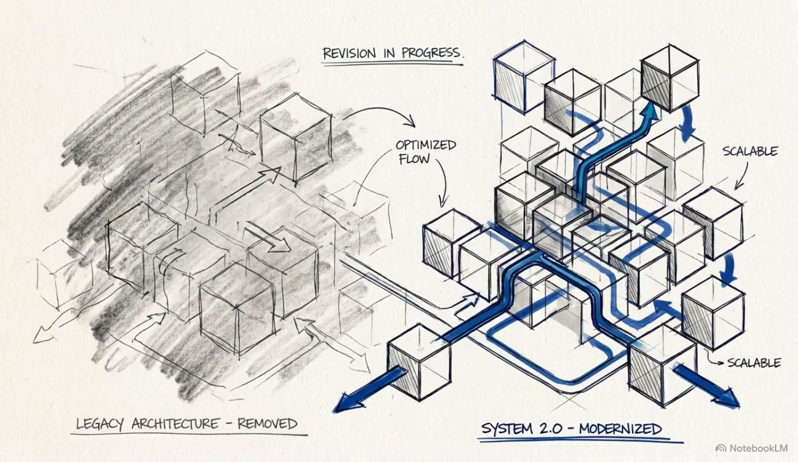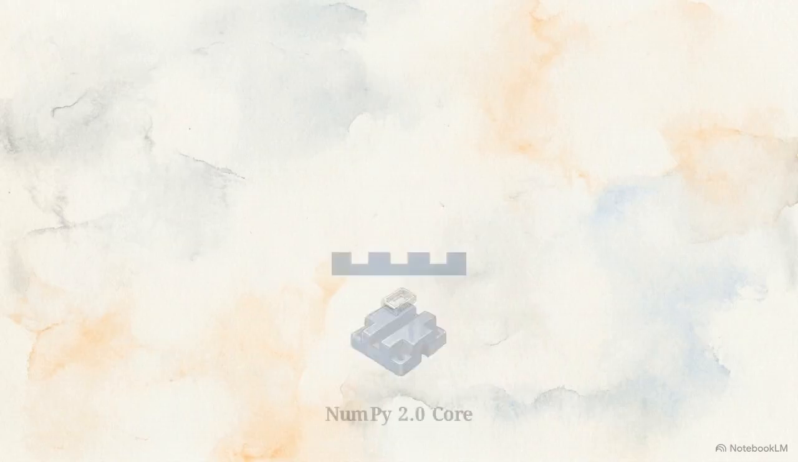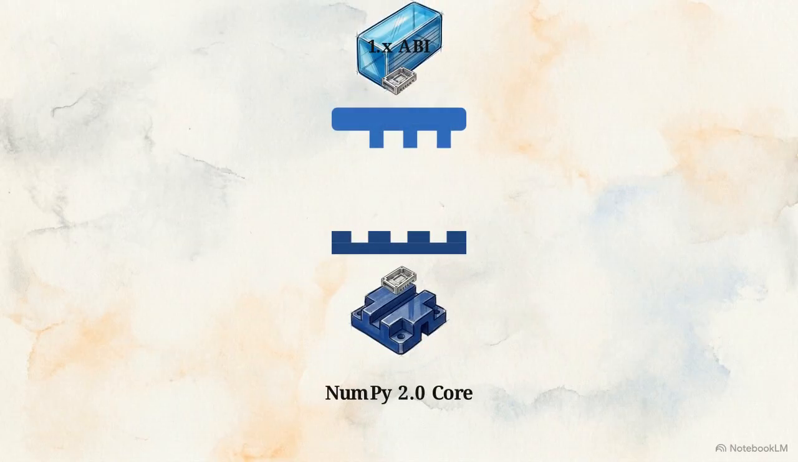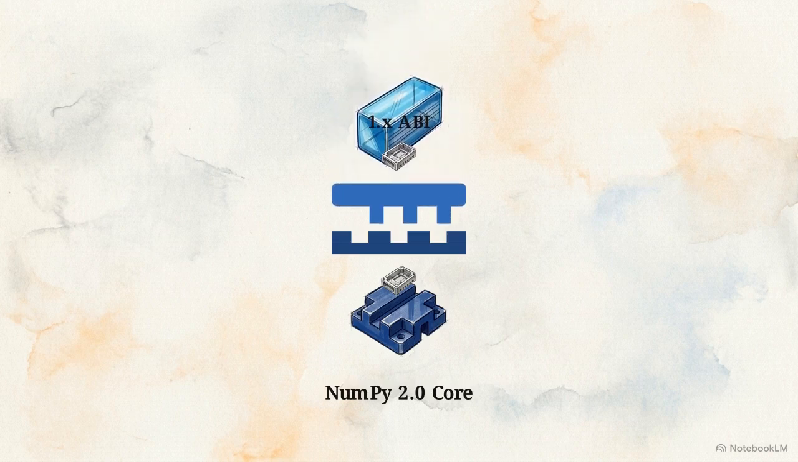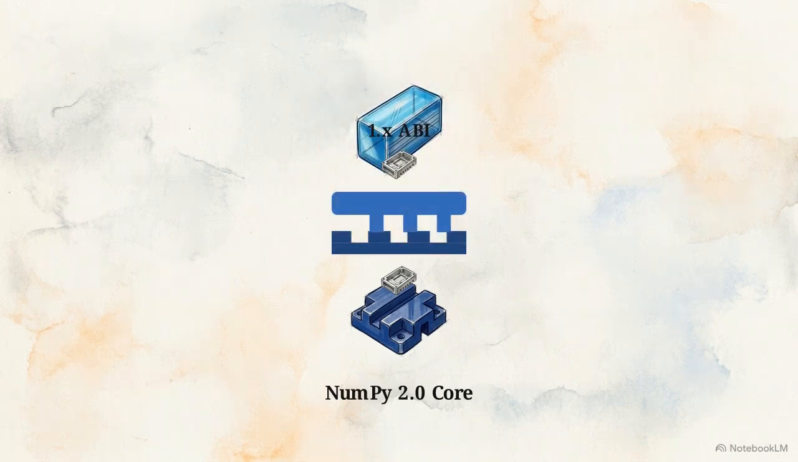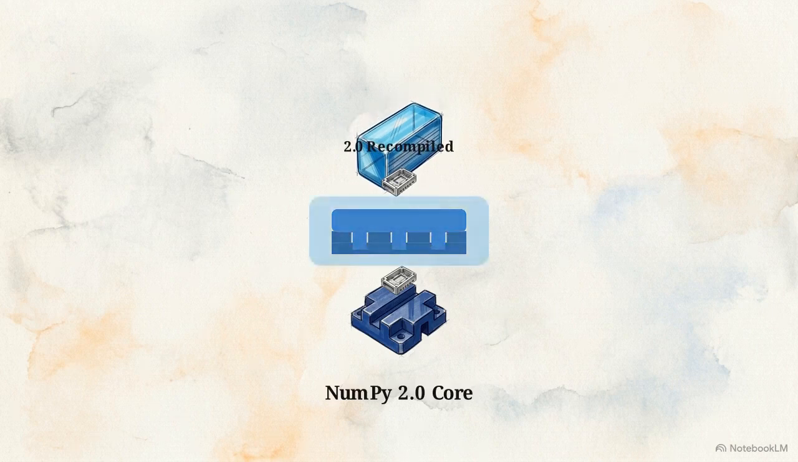The modernized build system enabled the release of NumPy 2.0, the point where the library intentionally severed its legacy architecture. This version introduced a deliberate application binary interface break. Because the core memory structures were altered, downstream libraries like pandas that rely on compiled C extensions were required to recompile to avoid memory corruption.